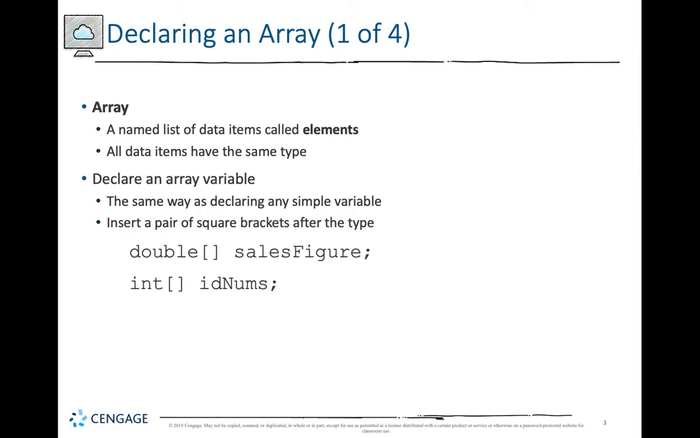When you declare an array variable, it's the same way you declare any other variable. So you declare the type, bracket, and then the variable name. You always use and insert the square brackets after the type. Okay, very basic stuff.